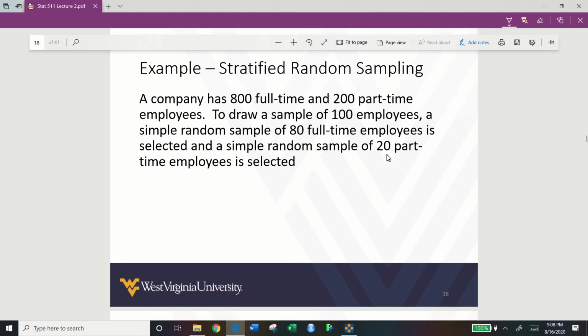One example of a stratified random sample is that a company has 800 full-time and 200 part-time workers. To draw a sample of 100 employees, a simple random sample of 80 full-time employees is selected, and a simple random sample of 20 part-time employees is selected. Now, this kind of sampling is actually very smart because it will keep that ratio of full-time to part-time employees intact while still getting comprehensive information from the group as a whole.